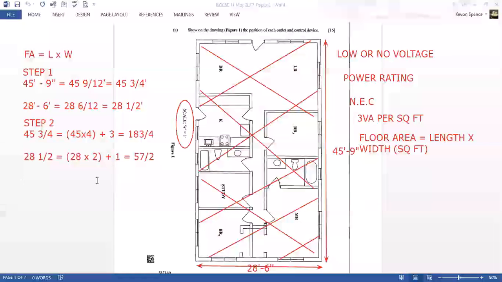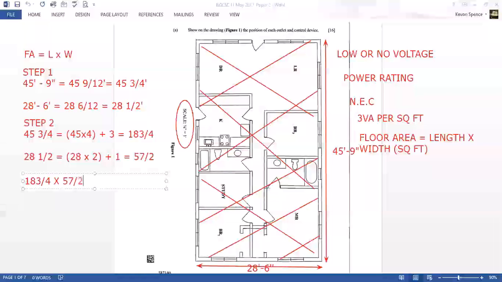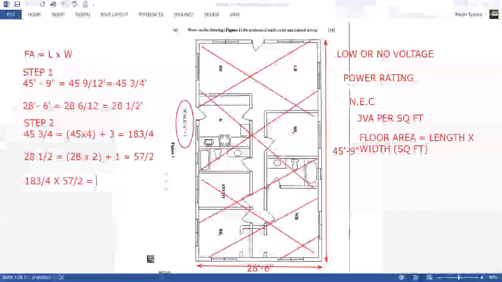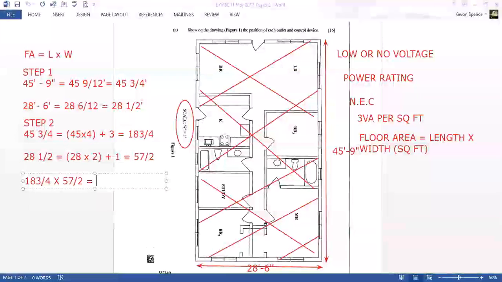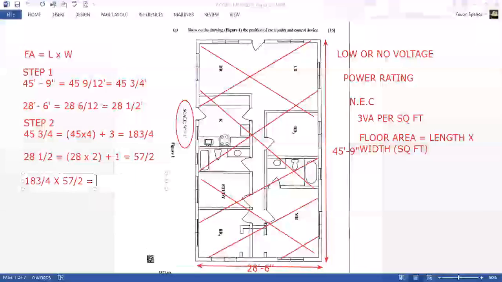Then we reach step 3, which means now we are multiplying 183 over 4 times 57 over 2. We multiply the top, multiply the bottom. What do we get on top? 183 times 57. Zoe, you with me?